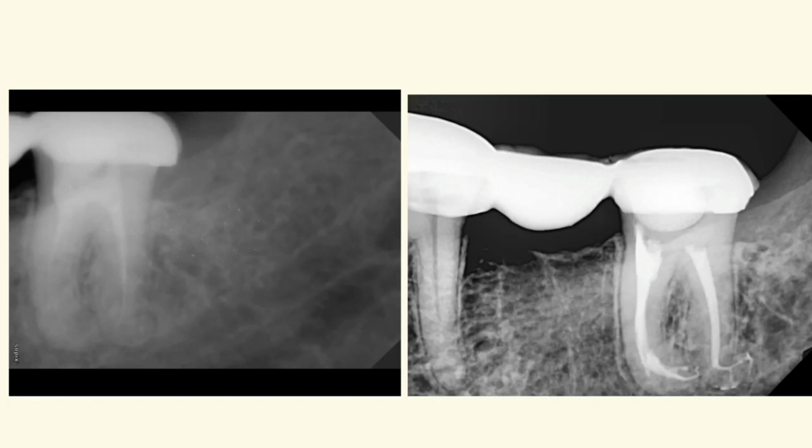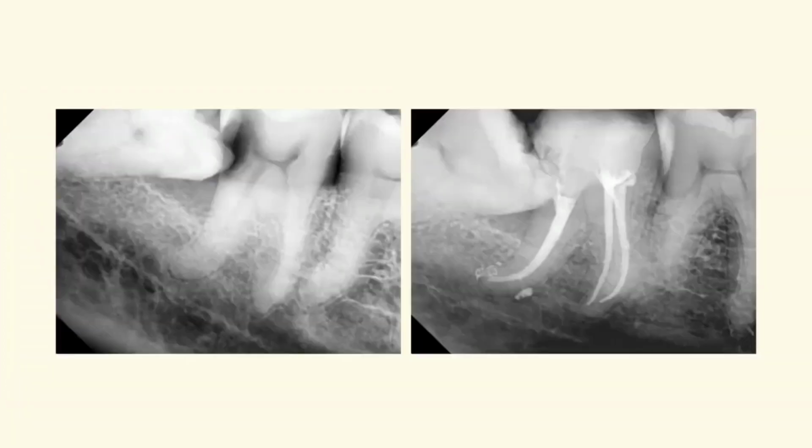This is another case with multiple portals of exit in the distal canal. Case with apical trifurcation. Case with acute curvature in the distal root in the third molar. Again, this is a case with curvature in the distal root.